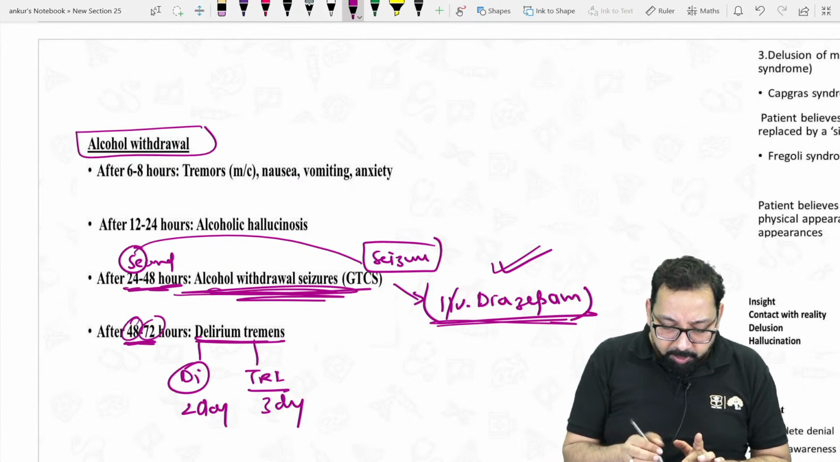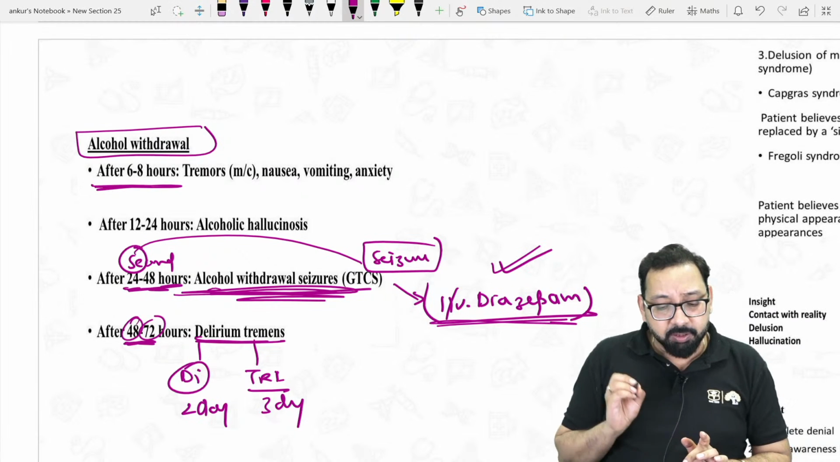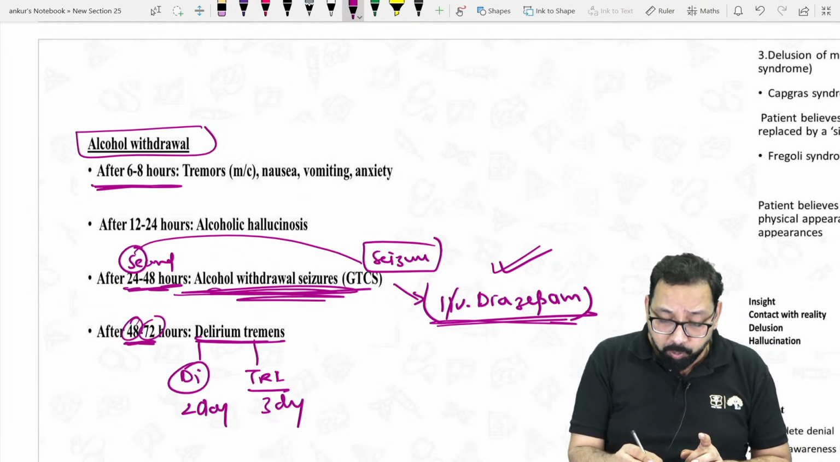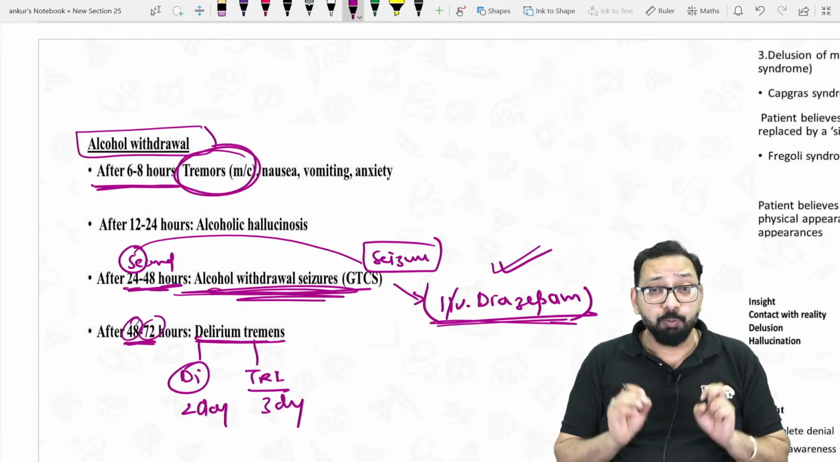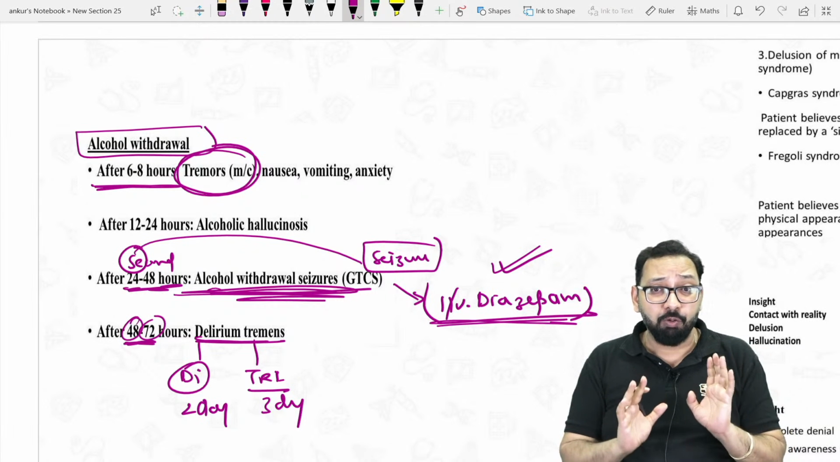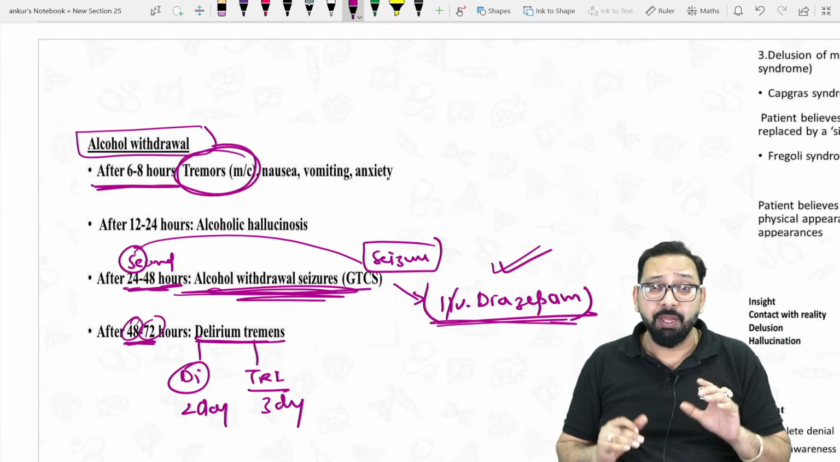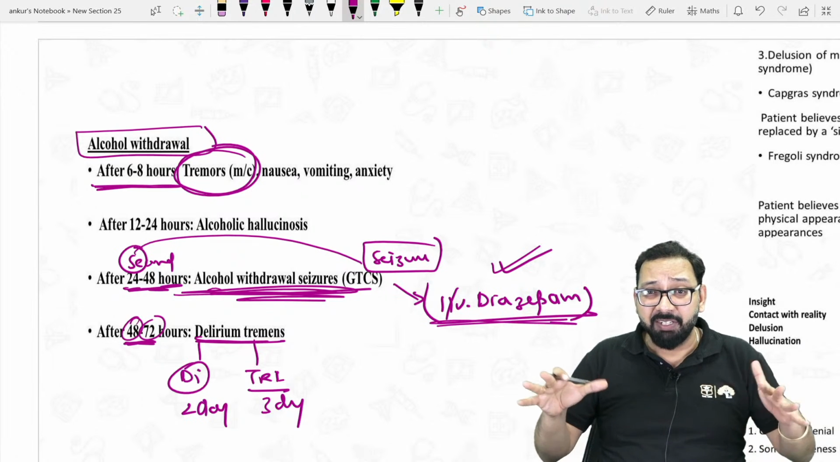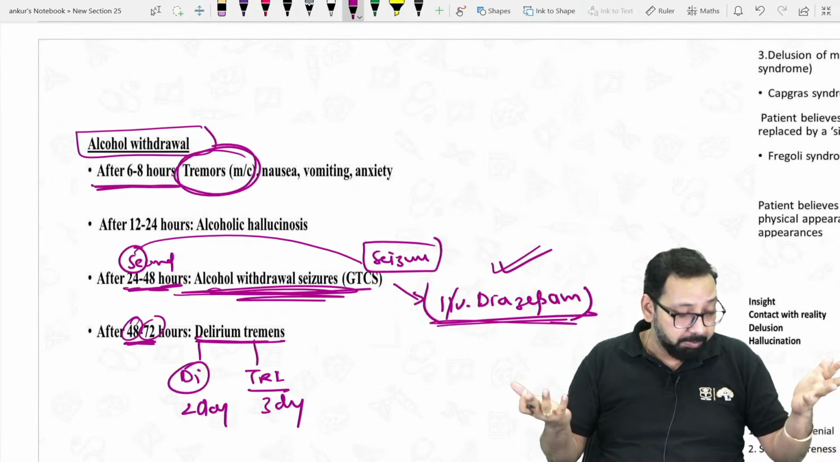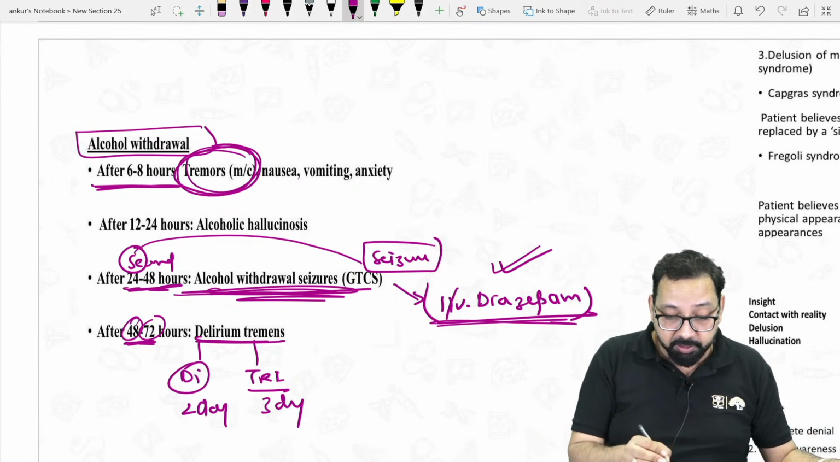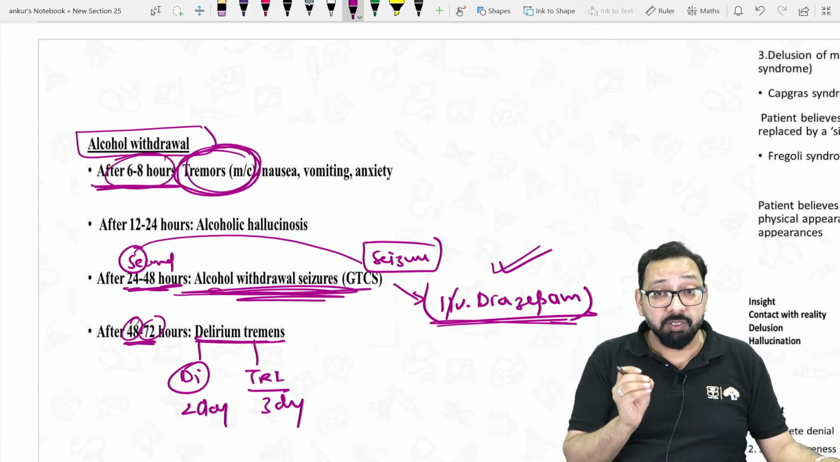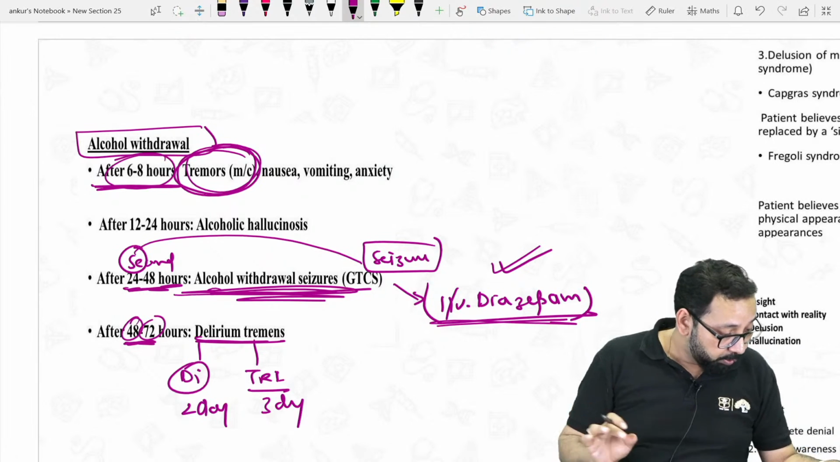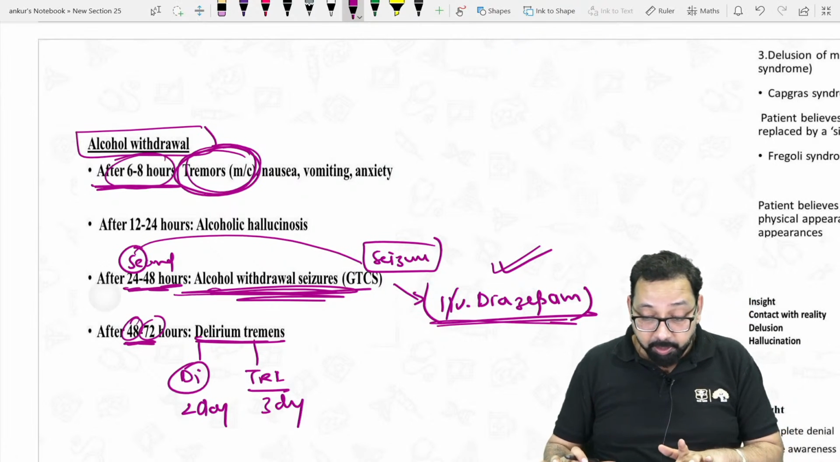Okay. 6 to 8 hours. After 6 to 8 hours, the most common symptom is tremors. You must have seen many persons who take alcohol for a long time. They wake up in the morning after 6-8 hours of sleep, and after that they start having shaking hands, tremors. So most common tremors after how many hours? 6 to 8 hours. Okay, you can remember easily. Clear?